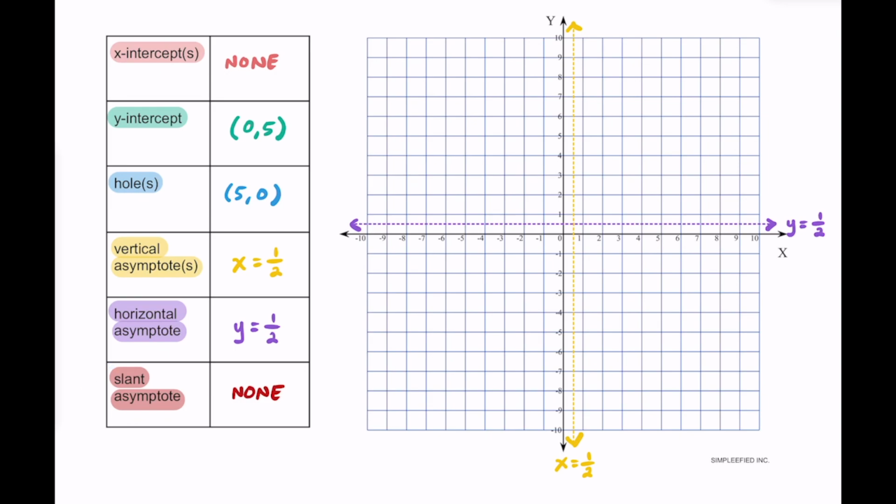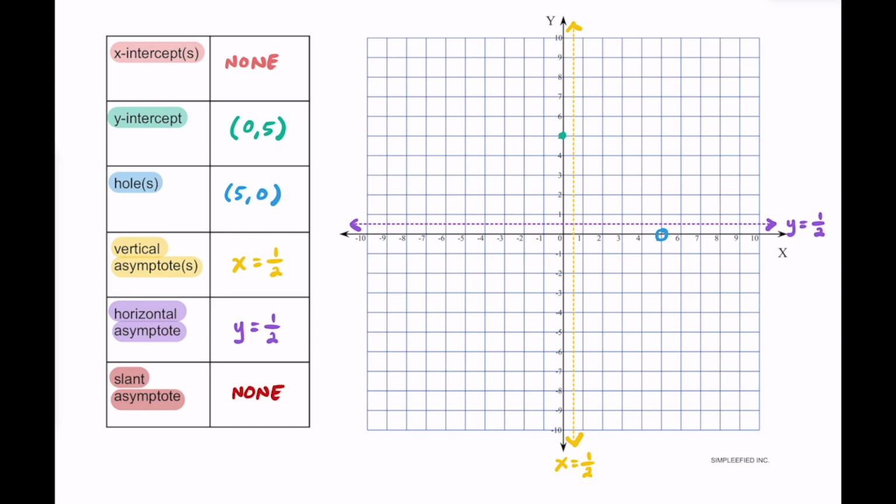Okay, now moving on to the x-intercepts, we don't have any, so we're going to go ahead and just leave that alone. For a y-intercept, it's going to be at 0,5. I'm going to go ahead and plot that right along the y-axis, right at 0,5. And then we're going to go ahead and see that we have a hole here located at 5,0. At 5,0, I'm going to go ahead and put a hole and just leave that open. So that's all the important information that we knew from what we just found.